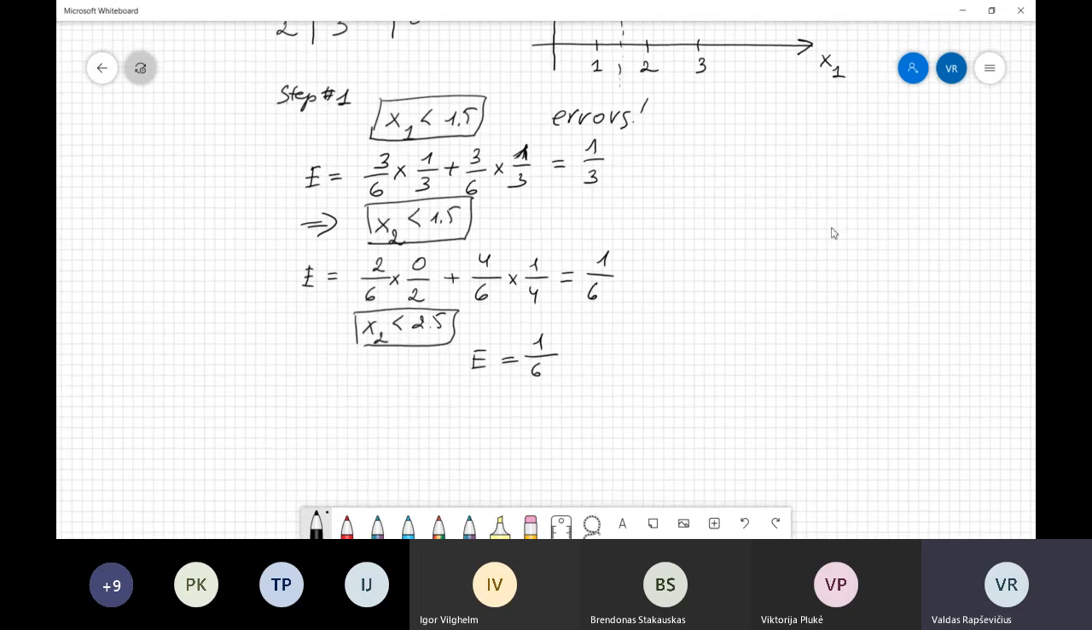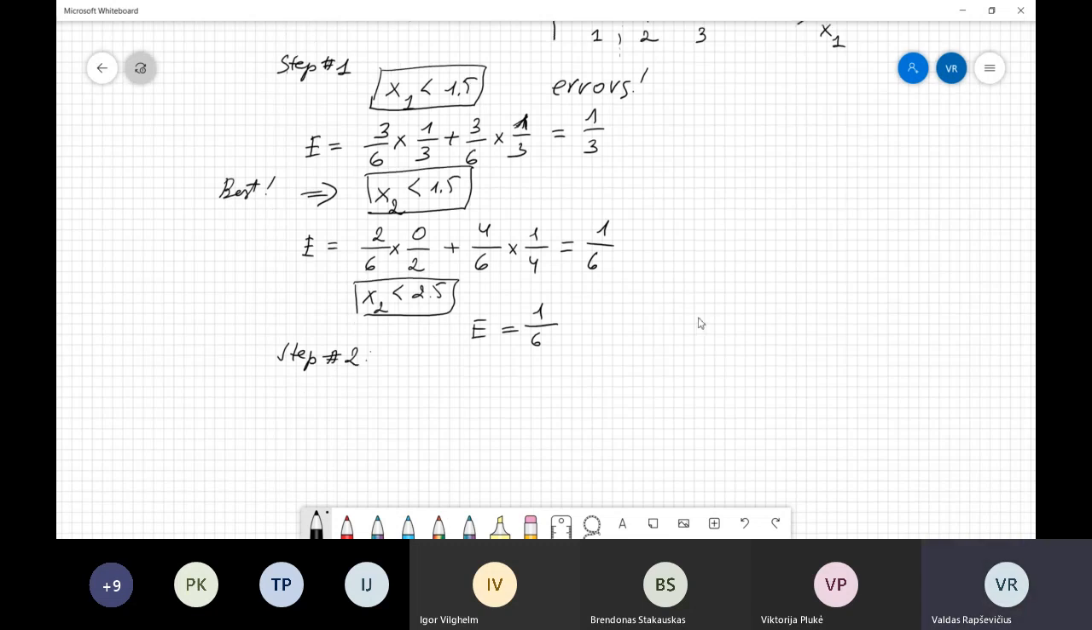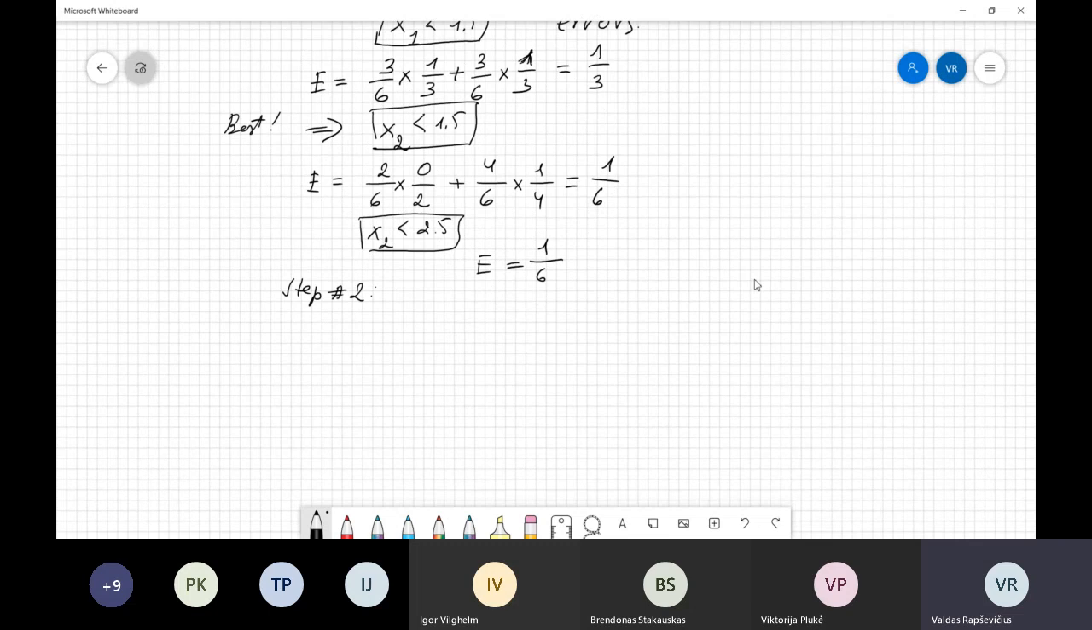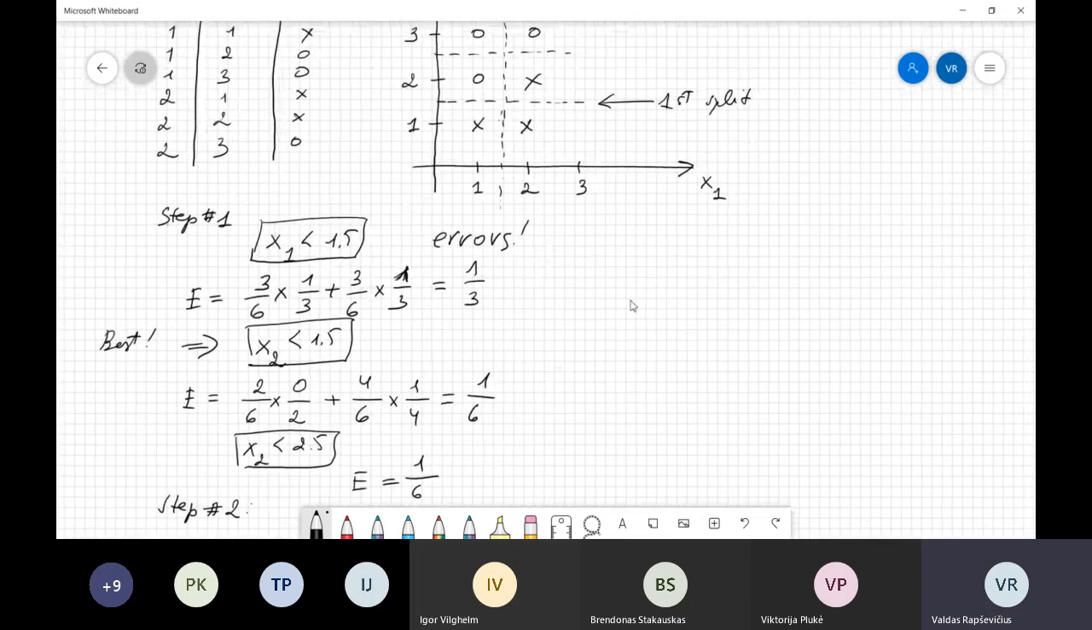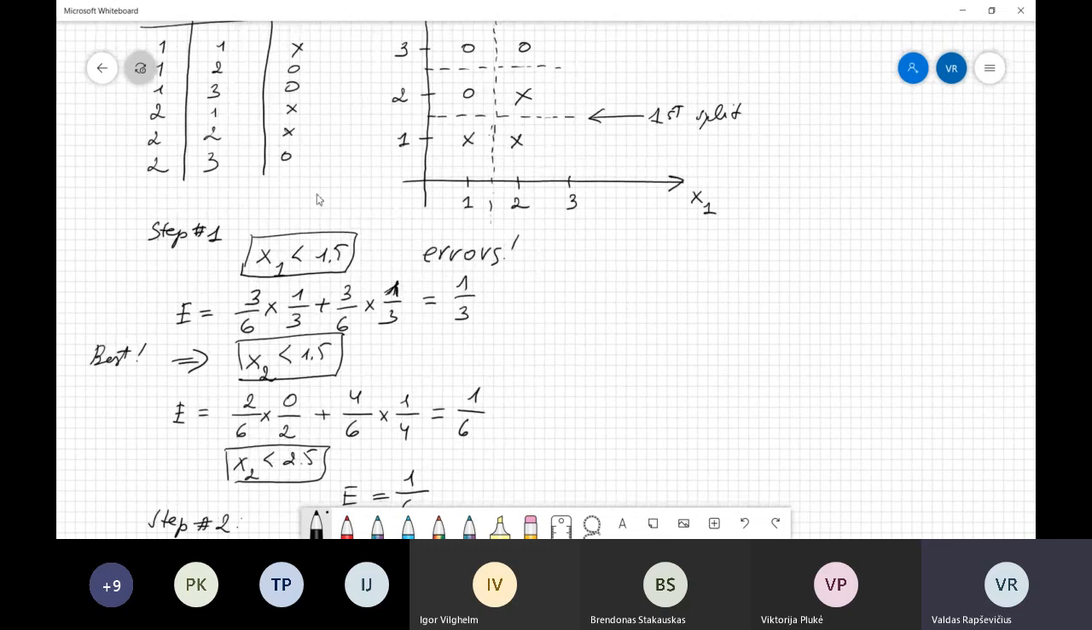Okay, so for step 1, this is best, right? Best. Okay, so step number 2, quickly. Okay, step number 2. So again, we can split step number 2.